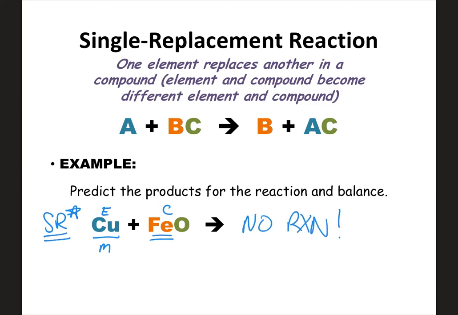All right, RXN just stands for reaction. So you would not write the products that form because there's no reaction that takes place. If you took copper and put it here in this iron 2 oxide and just mix them together, nothing would take place. All right, so remember, for your single replacement reactions, you need to check your list.